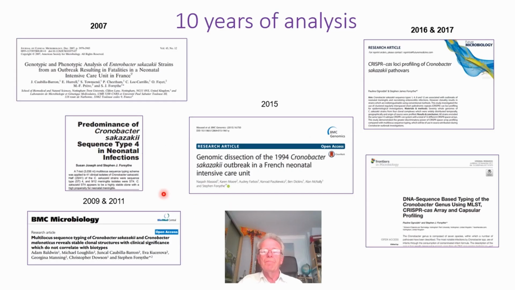Now, as I say, the main focus of this is going to be looking at a set of strains that have been analysed over 10 years. The first paper is this one from 2007, and we're going to look at the results that were published over a 10-year period coming up to 2017. So we're going to kick off with this paper back in 2007.